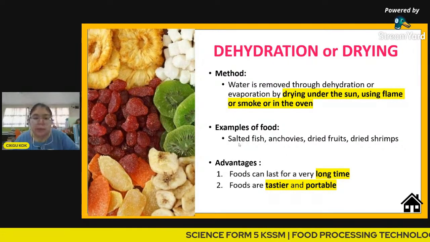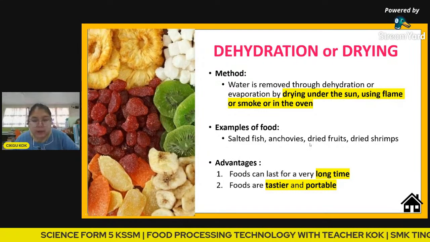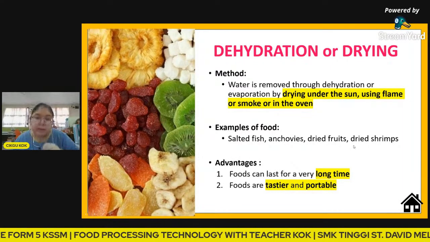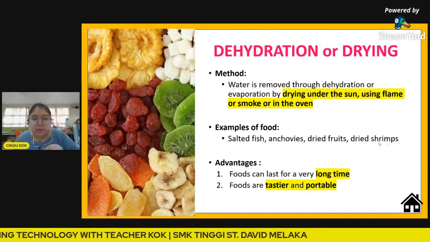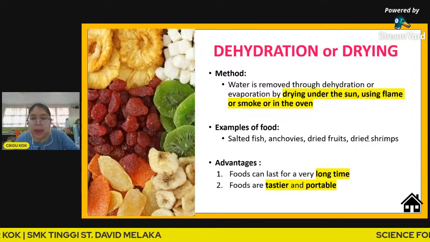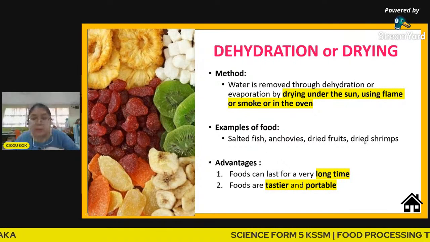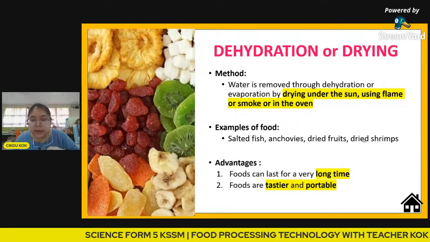So example foods, we have salted fish. After that, we have anchovies, which is one type of fish, dried fruit, and also dried shrimp. Dried shrimp is just like the small prawn. The shrimp you mix together and cook together with the veggies. It can be kept for a longer time because there is already dehydration.